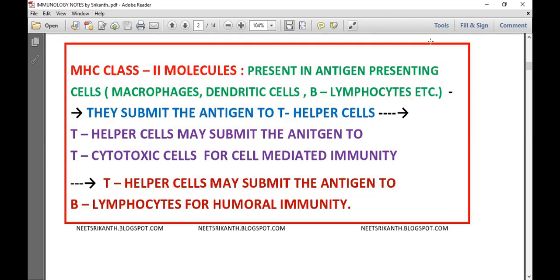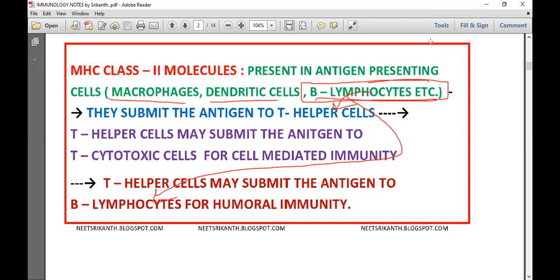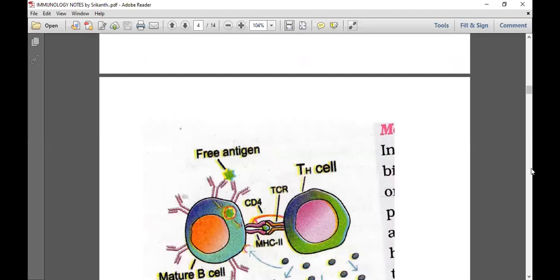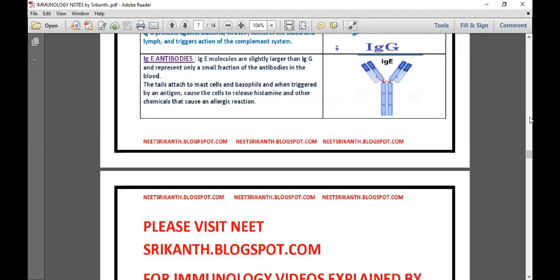Okay. The interesting thing here is that the B lymphocyte has an MHC class 2 molecule. So whom are they submitting to? They are submitting the antigen to the T helper cell, and the T helper cell again submits the antigen to the B lymphocyte. In this particular sequence, it goes from B lymphocyte to the helper cell to the B lymphocyte. That means it is coming back again to the same cell. That kind of sequence is what we are going to watch now.